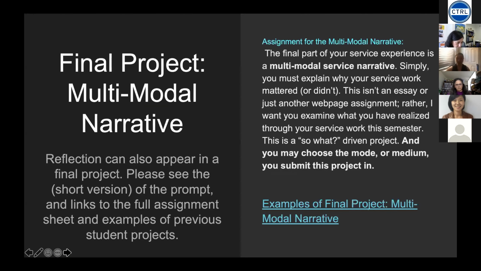And it actually worked really well with being online this spring. Students were able to do podcasts. They were able to do videos. Some people went more basic and did a PowerPoint. Basically, they chose a mode that helped them highlight what they wanted to reveal about their experience. So you can see the prompt there, and there are some examples of the final projects from this semester and the last few semesters.